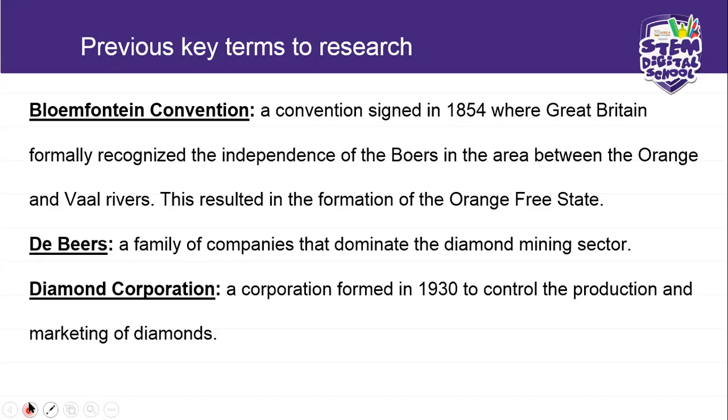So this convention was signed in Bloemfontein in 1854, whereby Great Britain gave independence to the Boers who were living in the area of the Orange and Vaal rivers. So that is the Free State of today. Number two, De Beers, a family of companies that dominated the diamond mining sectors. It was called the De Beers Company.